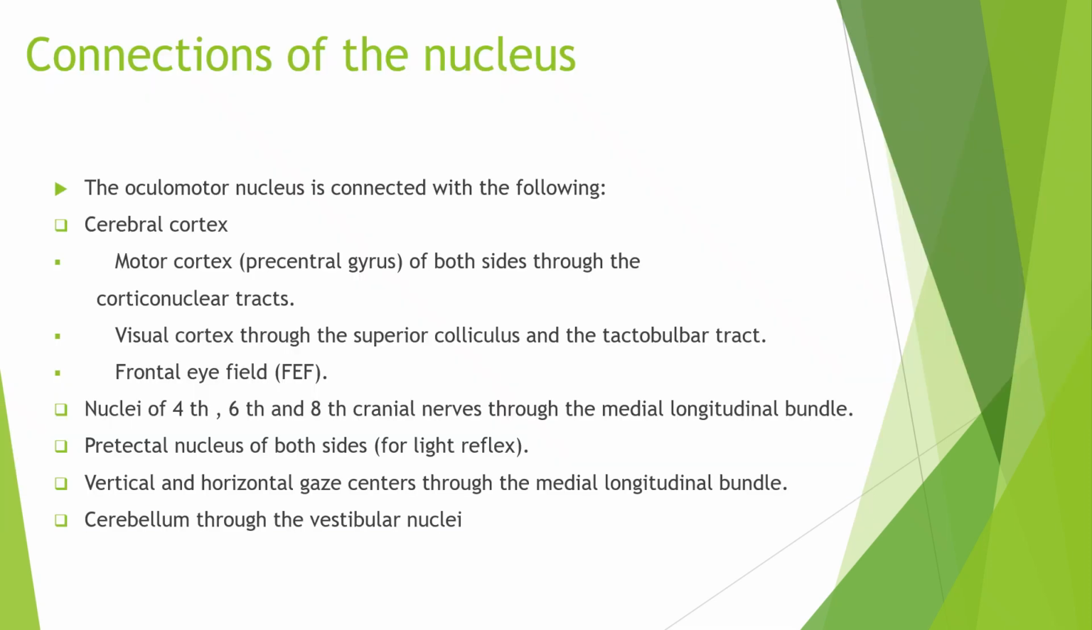Now, the oculomotor nucleus is connected with the following: the cerebral cortex, the motor cortex, the precentral gyrus of both sides through the corticonuclear tracts, which are the pyramidal tracts, the visual cortex through the superior colliculus and the tectobulbar tract, and the frontal eye field. The nuclei of the fourth, sixth, and eighth cranial nerves through the median longitudinal bundle, the pretectal nucleus of both sides for the light reflex, the vertical and horizontal gaze centers through the median longitudinal bundle, and the cerebellum through the vestibular nuclei.